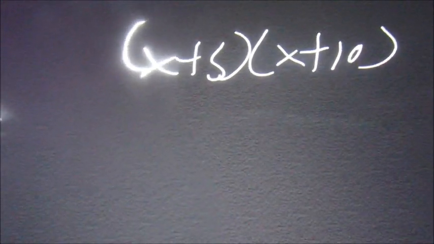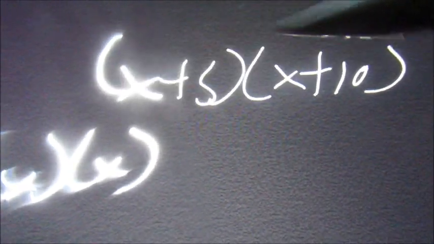Now this, you're not going to do it like this. This is just a show. FOIL means first, outer, inner, last. So first means you're going to multiply the two numbers that are first in each binomial. So it's going to be x times x. So here it's x times x.